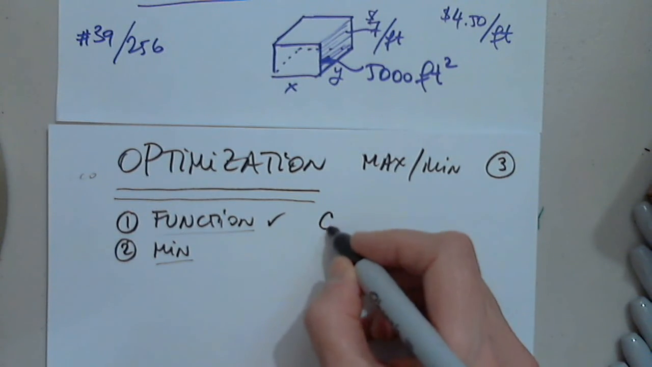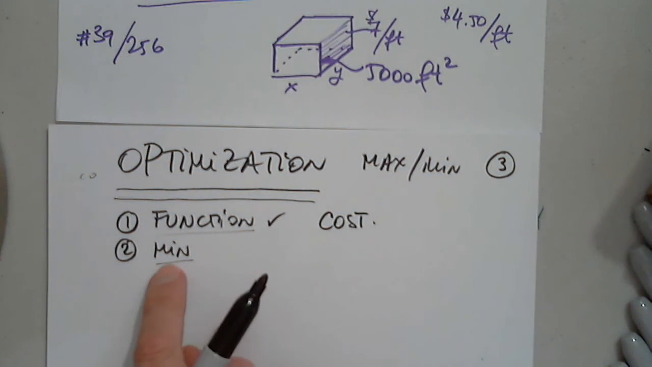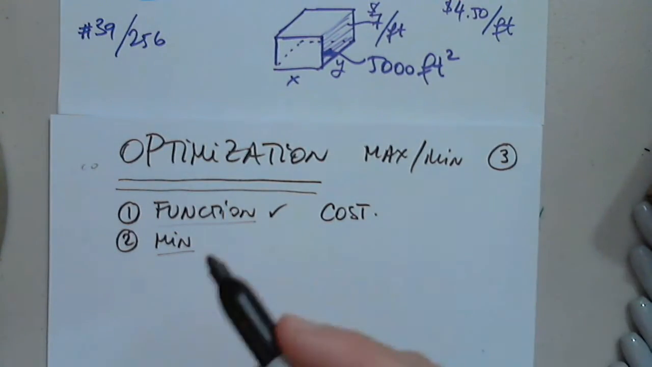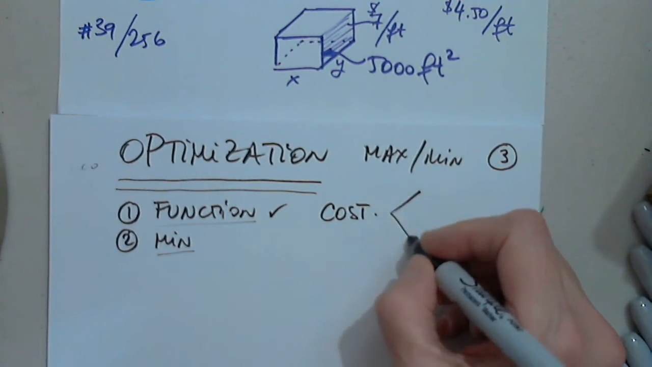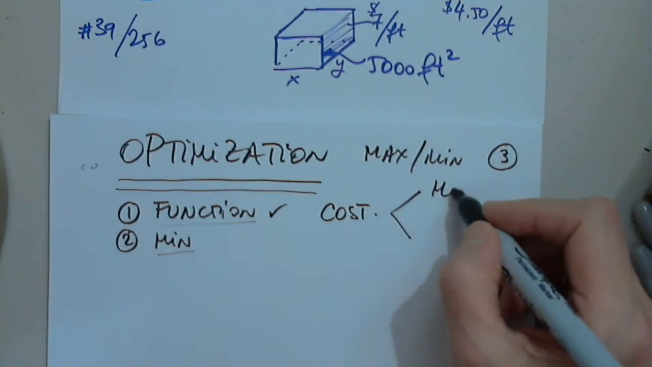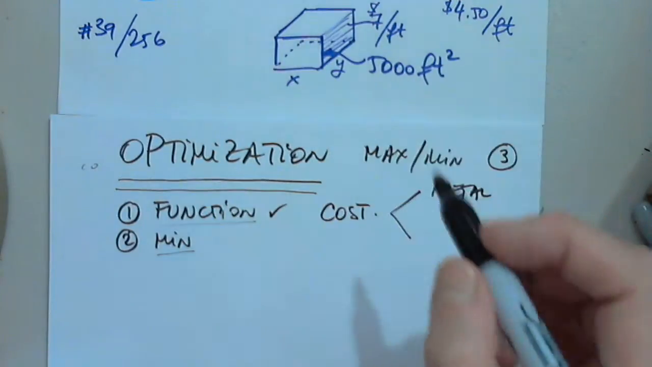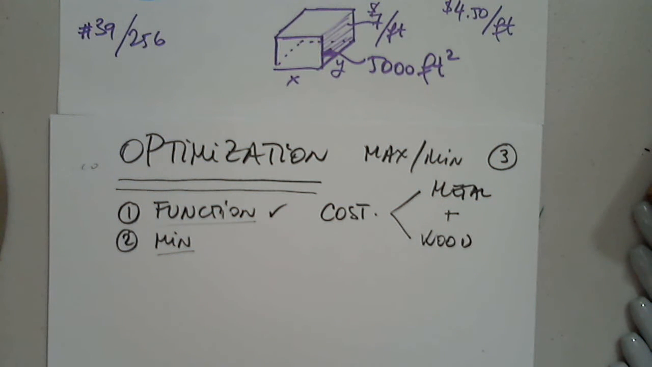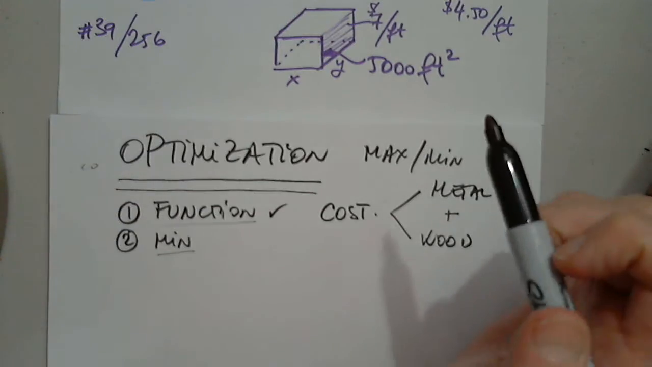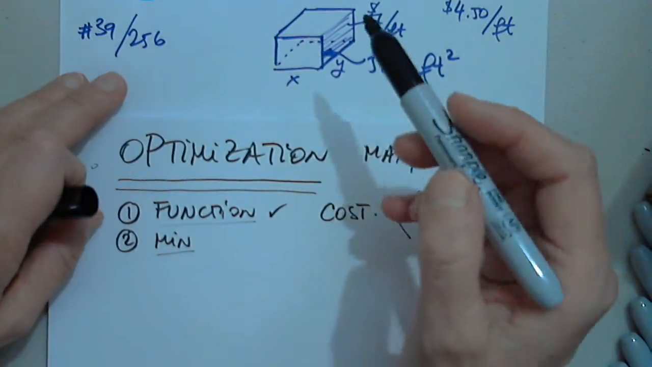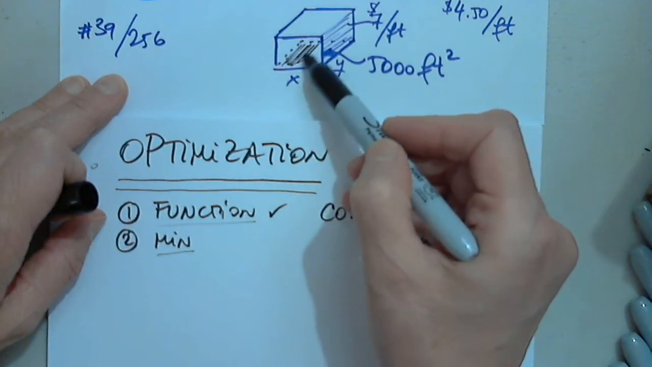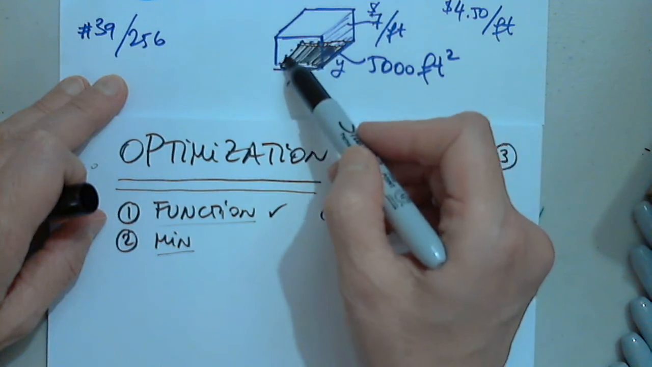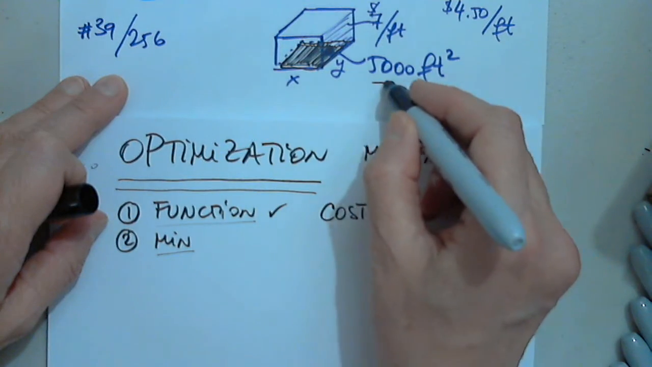This is what we want to find the minimum for, so it's called cost. The cost function consists of two pieces: the metal part of the fence plus the wood part of the fence. I also know something very important, that this base is the enclosed area, and it's given to us.